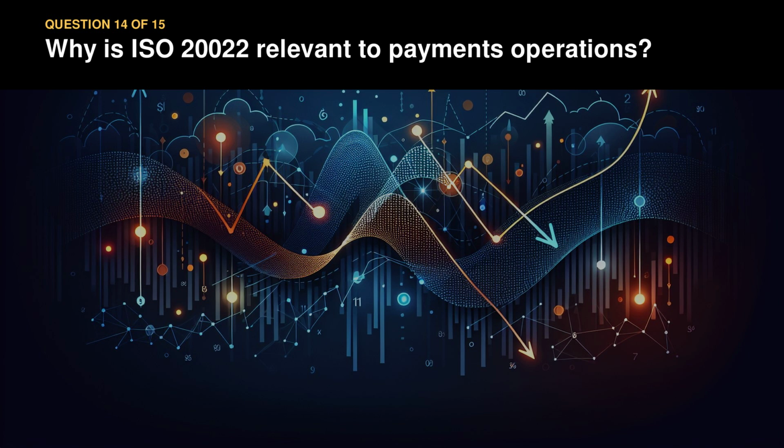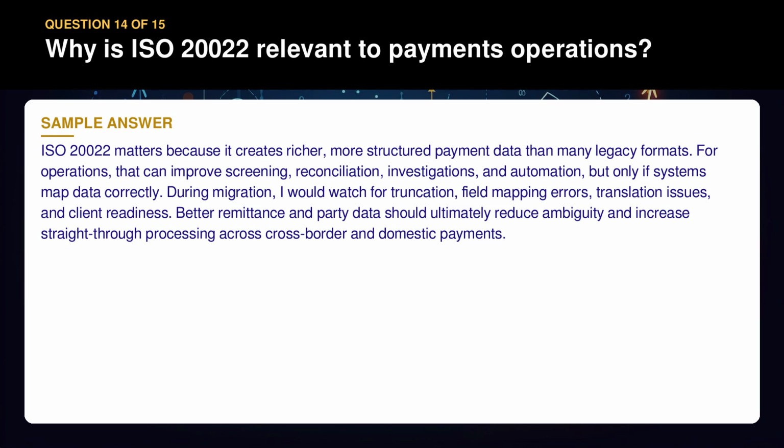Question 14. Why is ISO 20022 relevant to payments operations? ISO 20022 matters because it creates richer, more structured payment data than many legacy formats. For operations, that can improve screening, reconciliation, investigations, and automation, but only if systems map data correctly. During migration, I would watch for truncation, field mapping errors, translation issues, and client readiness. Better remittance and party data should ultimately reduce ambiguity and increase straight-through processing across cross-border and domestic payments.